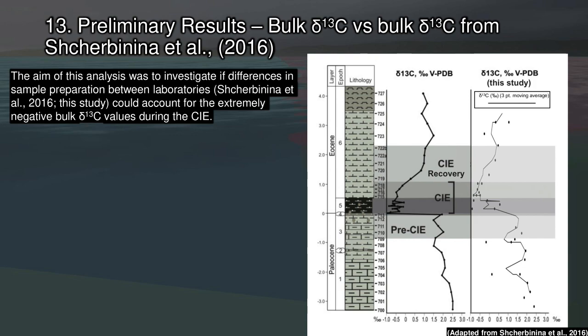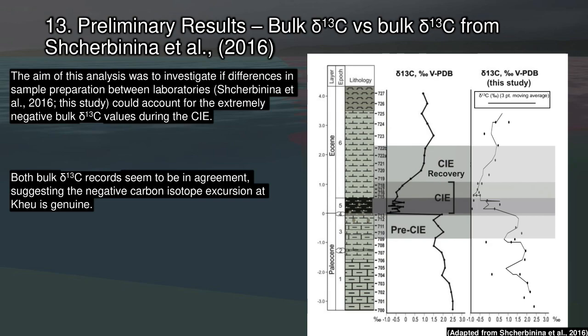On the left we have the published record of the bulk carbon, and here we have the record that we've produced. The aim was to investigate if differences in preparation accounted for any variation in the magnitude of the signal at the site in question. It seems that these records are in agreement, both capturing the large magnitude of the CIE in particular.